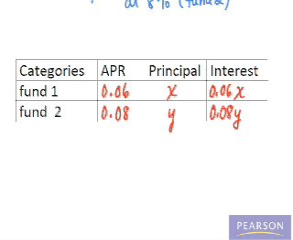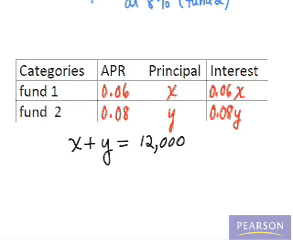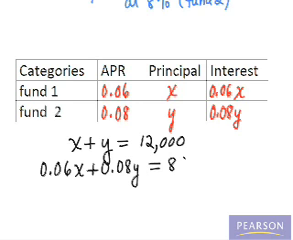We're going to translate this to a system of equations. We are given that the total of $12,000 was invested in the two funds. So X plus Y equals 12,000. We're also given that the interest earned after 1 year was $880. So 0.06X plus 0.08Y equals 880. This is our system of equations.